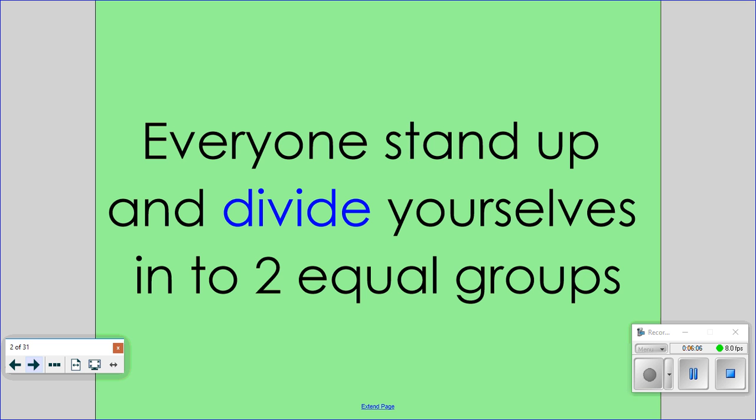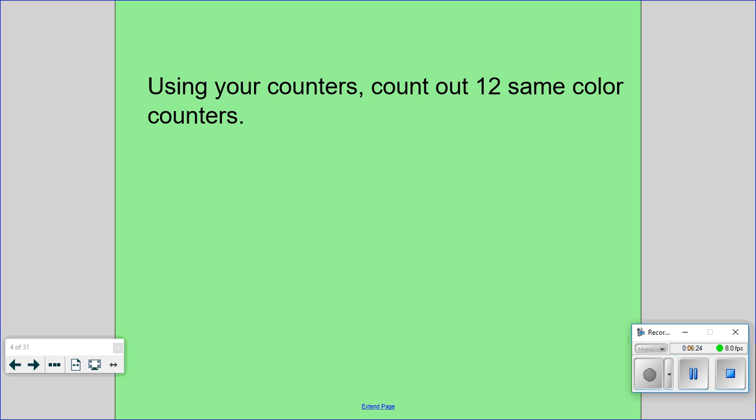I'm going to count each group and see if they're equal. 1, 2, 3, 4, 5, 6, 7, 8. 1, 2, 3, 4, 5, 6, 7, 8. Wow! So you guys were able to divide yourself into 2 equal groups. Very good. You have 12 counters on your desk that are all the same color.